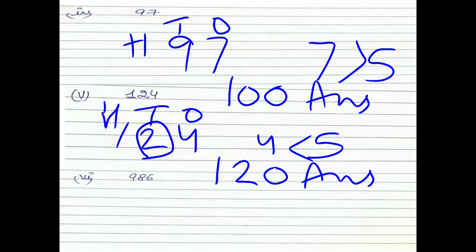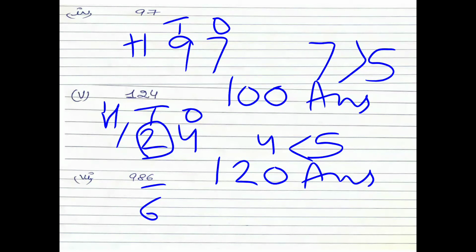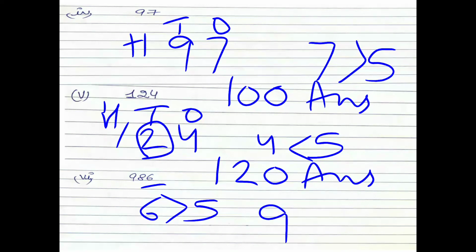Now 986. Which number do you have to compare? The ones place number, that is 6. Your number is greater than 5, so what do you do? This 8 becomes 9. So the answer comes 990. Clear?